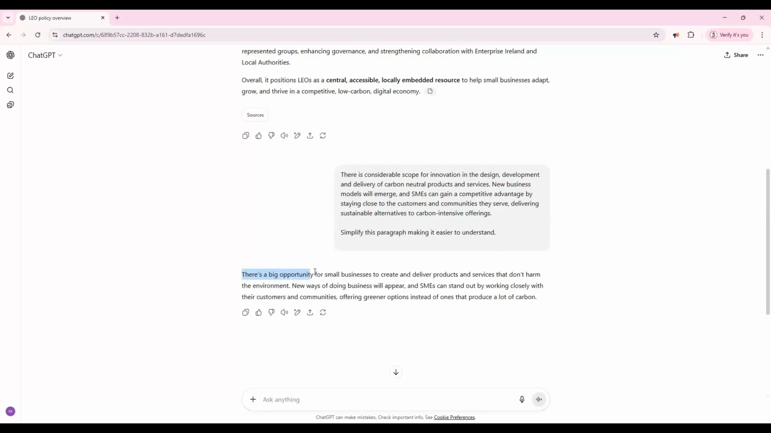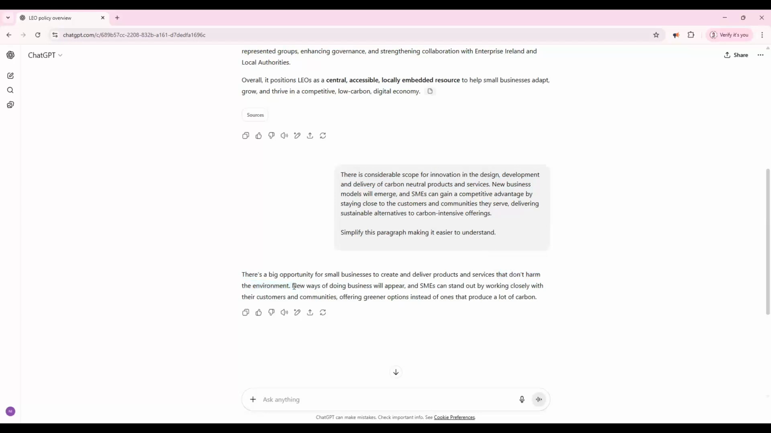So there's a big opportunity for small businesses to create and deliver products and services that don't harm the environment. So there you have that in plain language. So rather than saying, where it says up here, there is a considerable scope for innovation in the design, development and delivery of carbon neutral products and services. So in other words, carbon neutral products and services are products and services that don't harm the environment. So that's easier to understand. I know exactly now what carbon neutral products and services are.